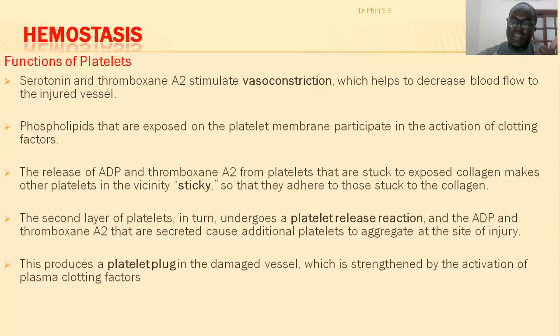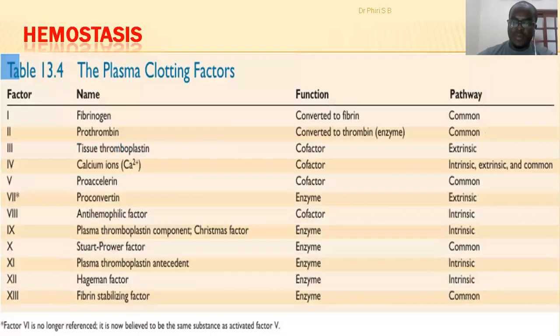So it means that factor six was not there, but people didn't understand that activated factor five is the one that becomes factor six. Because of that, it was removed. So you only have 12 clotting factors listed in this table. You have the name of the factor, then the Roman numeral numbering of the factors, then the function, and the pathway in which those factors are involved. So these are the 12 major clotting factors. You have factor one, which is called fibrinogen.